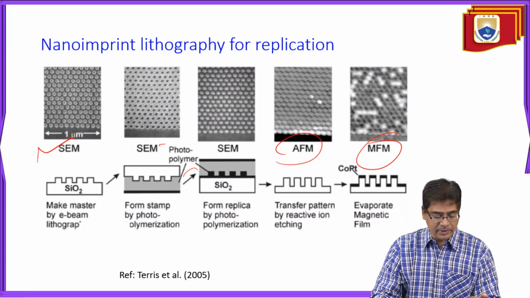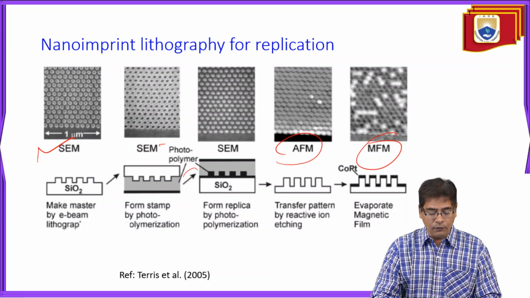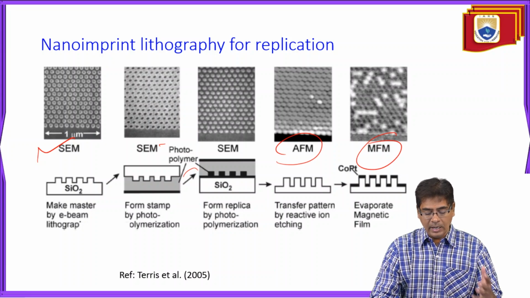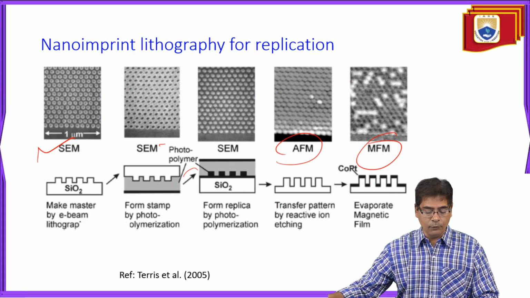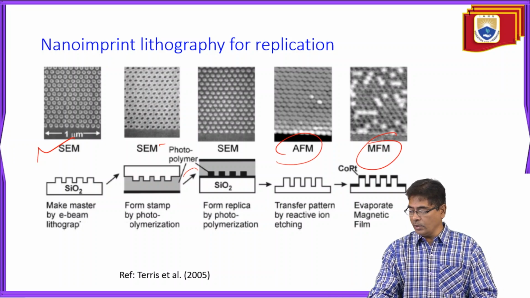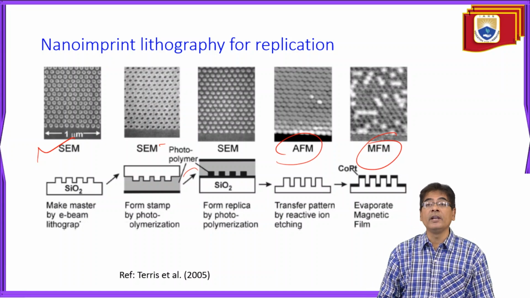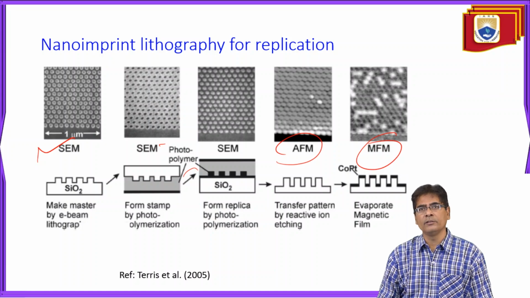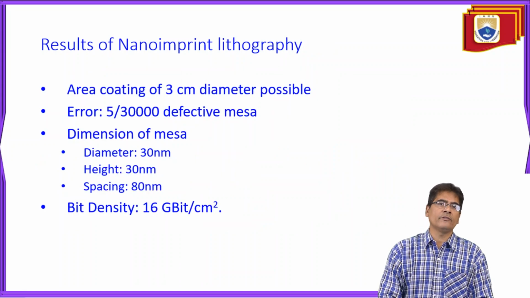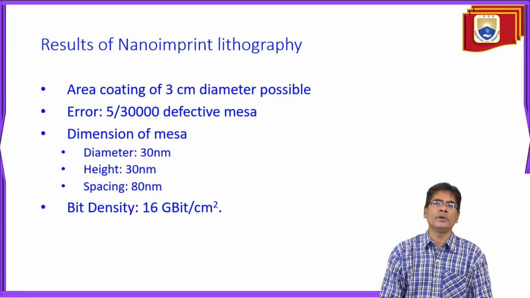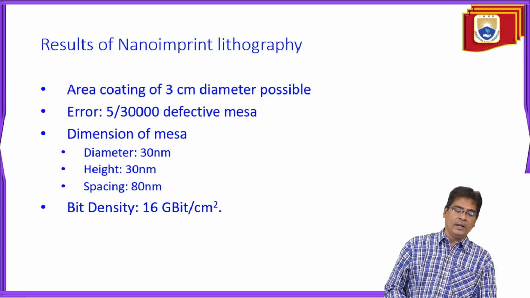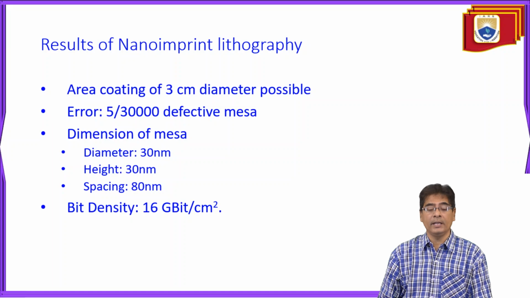So this is how we make the master by E-beam lithography on silicon dioxide, form a stamp by photopolymerization, form a replica by photopolymerization, transfer the pattern by reactive ion etching, and evaporate magnetic film. This is nano imprint lithography for replication. The results are that area coating of 3 centimeter diameter is possible, with around 3000 defective mesas. Dimension of mesa is around 30 nanometers diameter and 30 nanometers height. Spacing is around 80 nanometers, and bit density is 15 gigabytes per centimeter square.